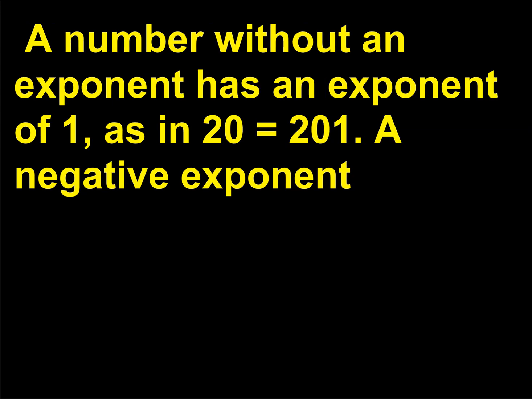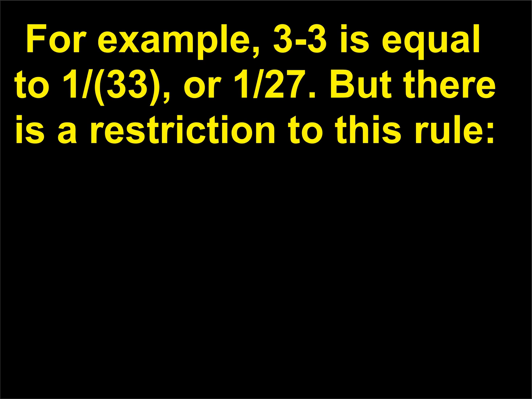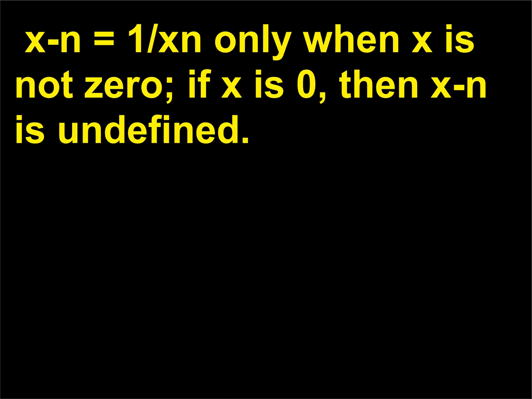A number without an exponent has an exponent of 1, as in 20 equals 20^1. A negative exponent indicates that the number is to be divided by the exponent instead of multiplied. For example, 3^-3 is equal to 1/3^3, or 1/27. But there is a restriction to this rule. x^-n equals 1/x^n only when x is not 0; if x is 0, then x^-n is undefined.